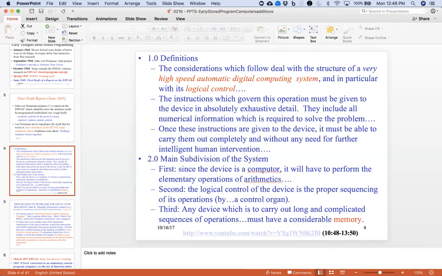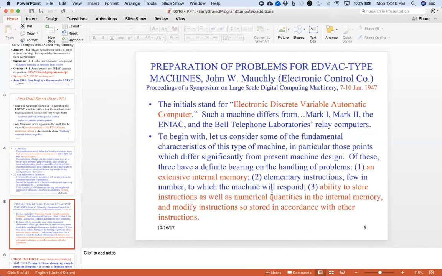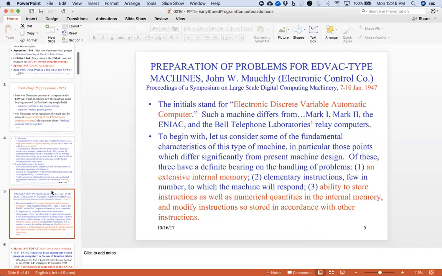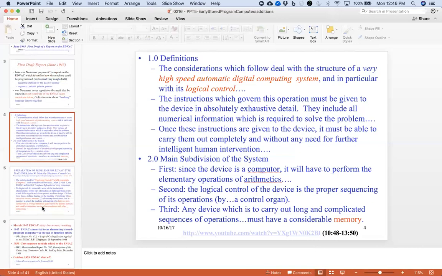So the first thing is that when you're doing something with an electronic computer, we're talking about what's called a high-speed computing system, because electronics, as I mentioned briefly in the last lecture, work at the speed of light. Okay. That's the very important thing to understand about what's called a digital computer or an electronic digital computer. And then the next thing is this concept called logical control.